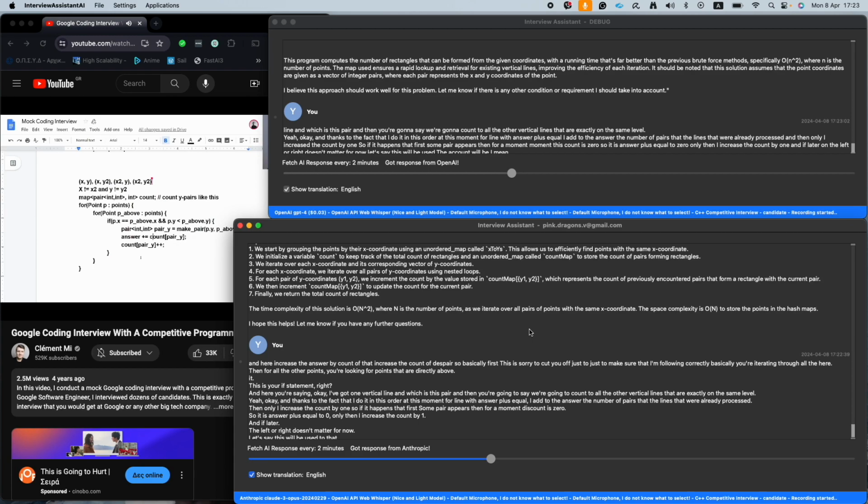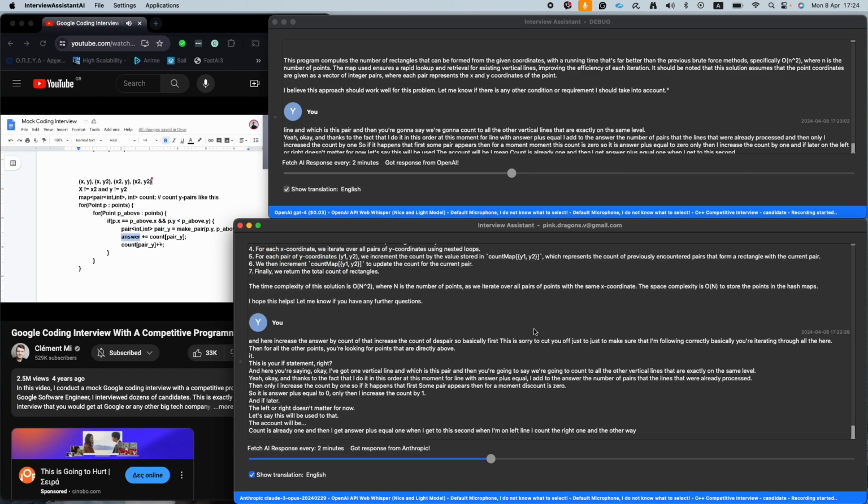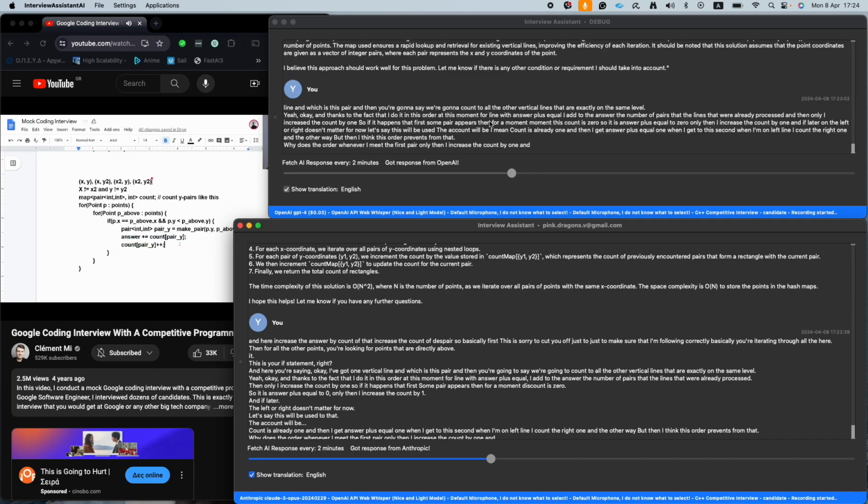What I'm not sure about is whether maybe I double count, like when I'm on the left line, I count the right one and the other way. But then I think this order prevents that. Why does the order prevent that? Whenever I meet the first pair, only then I increase the count by 1, and later, no matter if the other pair is on the left or right, I will increase the answer by 1, right?